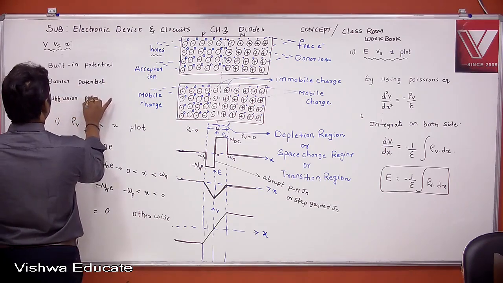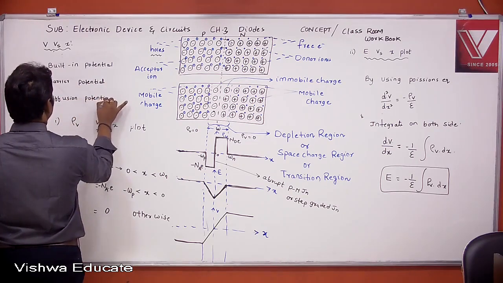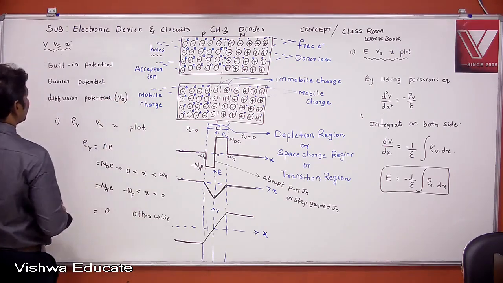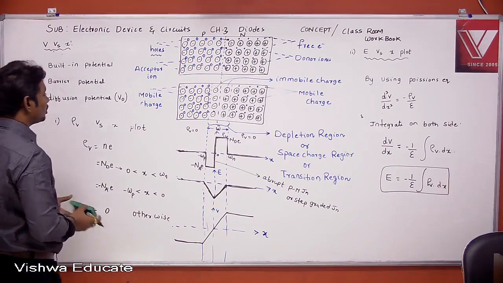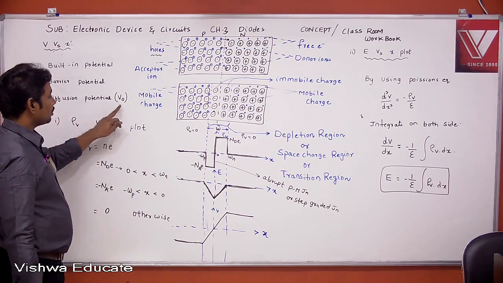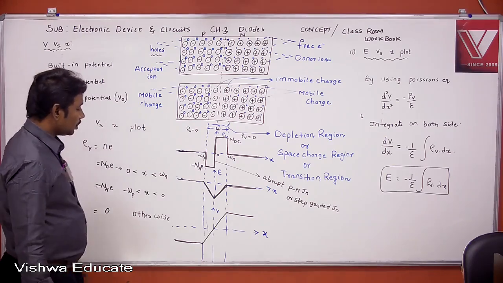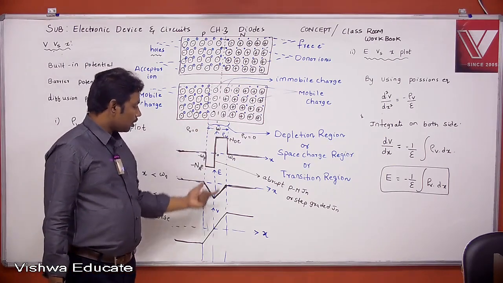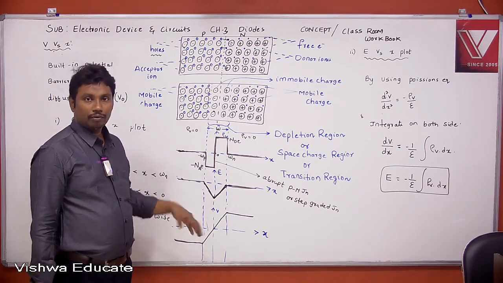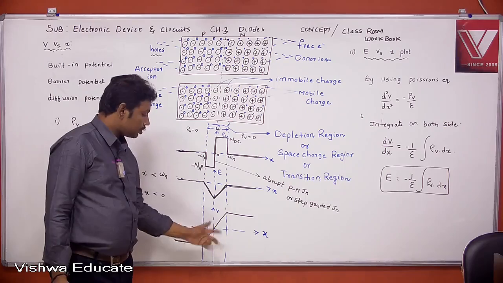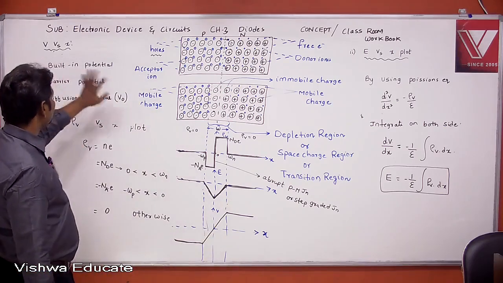Diffusion potential, right? And it is denoted with V0. Barrier potential or built-in potential or diffusion potential, it is denoted with V0, right? Why is it named built-in potential? Because without applying any external voltage, some potential is induced here. That's why it is named built-in potential.